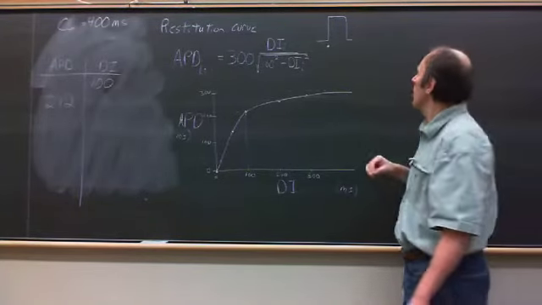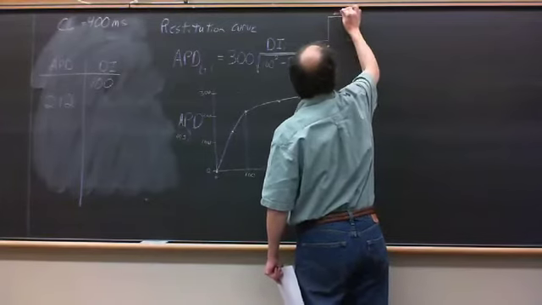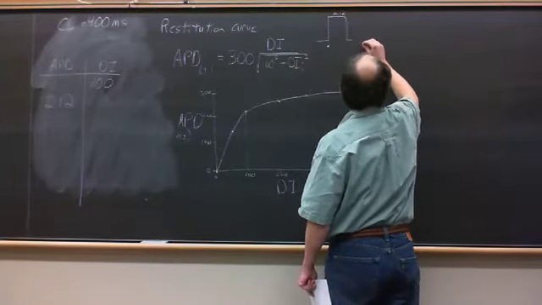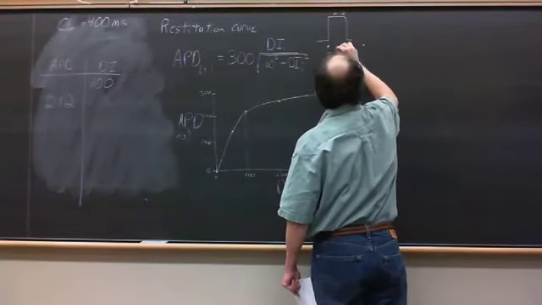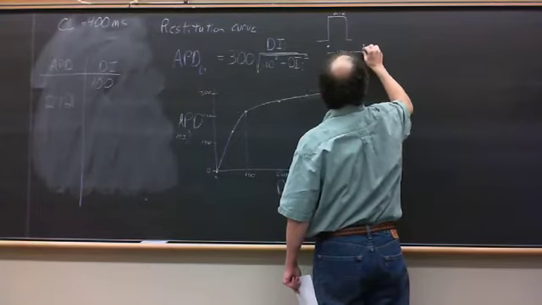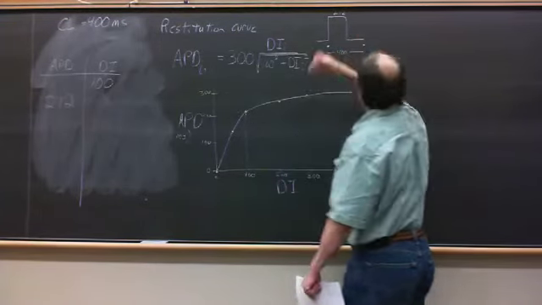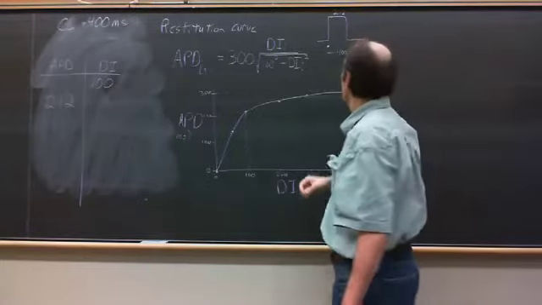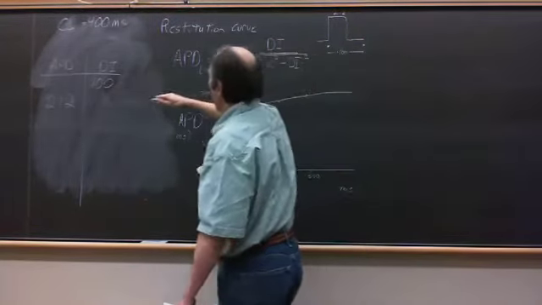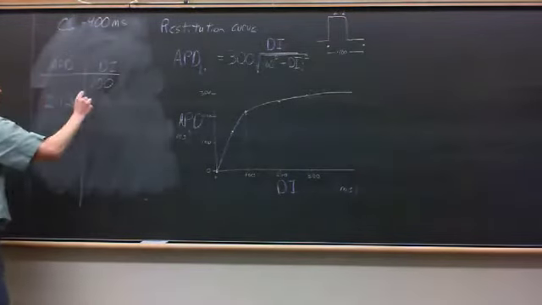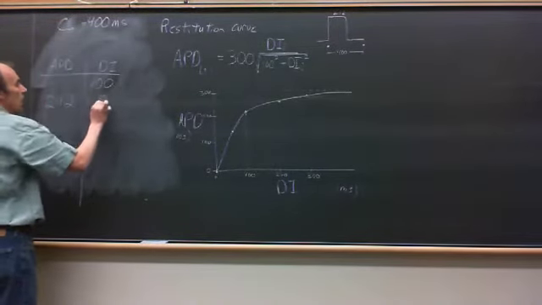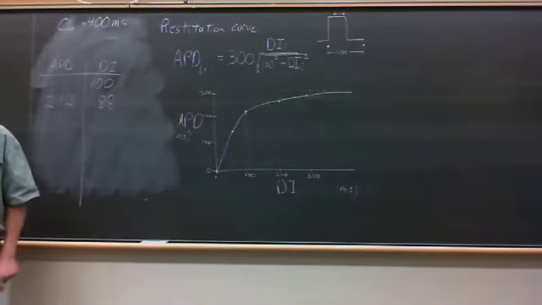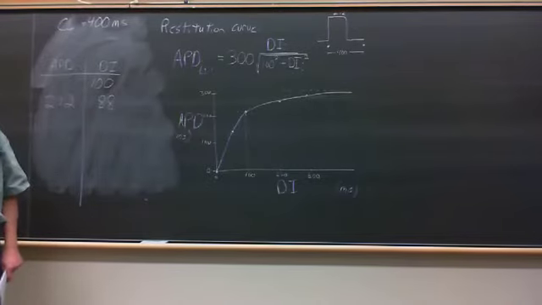If you know that this is 212, and we know we're stimulating every 400 milliseconds, so we know that's every 400. How long is that? 188. It's just cycle length minus action potential duration. So 400 minus 212 is 188. Now how can you see that graphically?